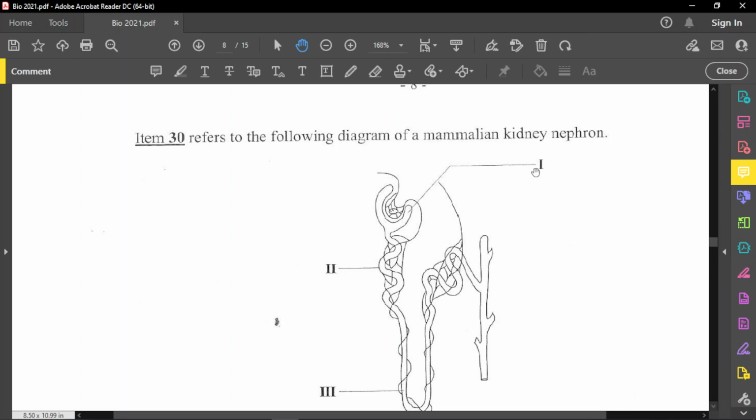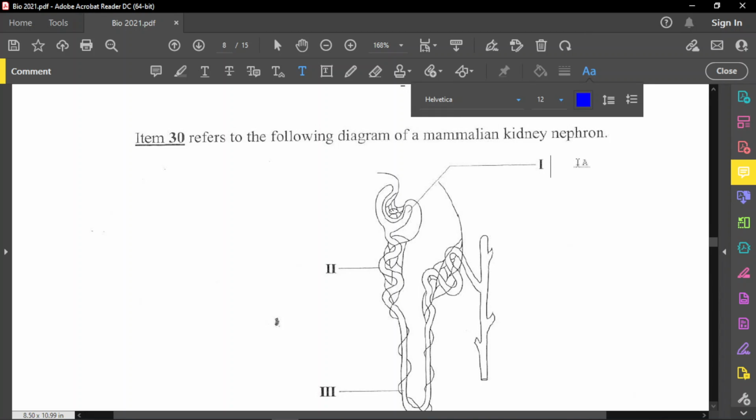Since we have this, I could actually type this in. Here we have number one, which is the Bowman's capsule. So let's put that down there. So this is the Bowman's capsule. Let's put that in right there. That's the capsule.